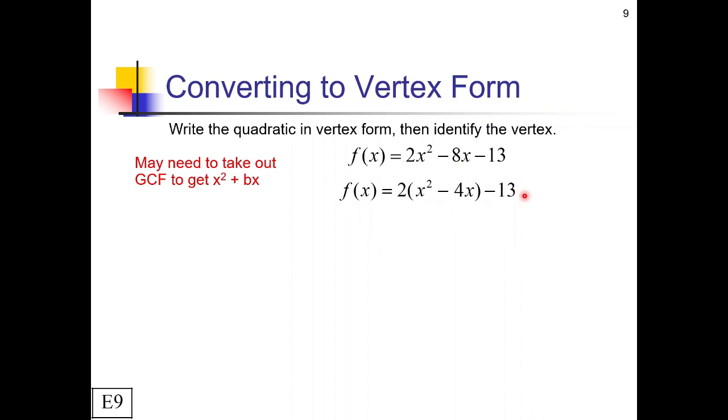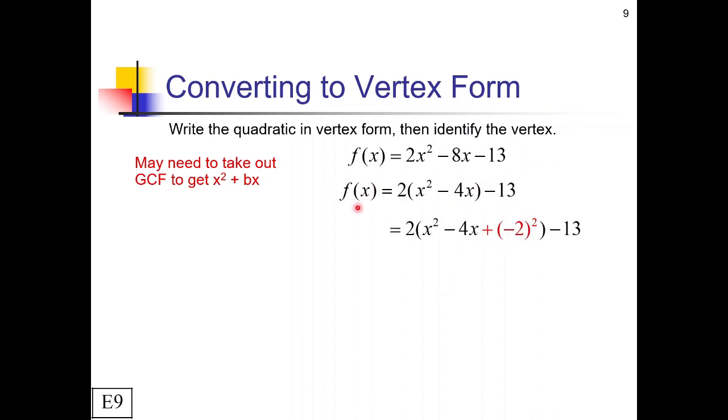I'm going to leave that negative 13 all by itself over there because, again, that's probably going to contribute to the plus k in our vertex form. So at this point, completing the square, half of negative 4 is going to be negative 2. So I'm going to take negative 2 squared and add that to both sides, kind of, sort of.